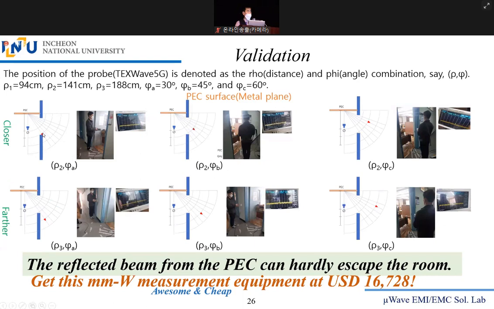And I give the name to this distance, you can see the radial distance here: row 1, row 2, row 3. Row 1 is 94 centimeters, row 2 is 141 centimeters, and row 3 finally is 188 centimeters. For the wavelength of the millimeter wave, actually, this is very, very far.